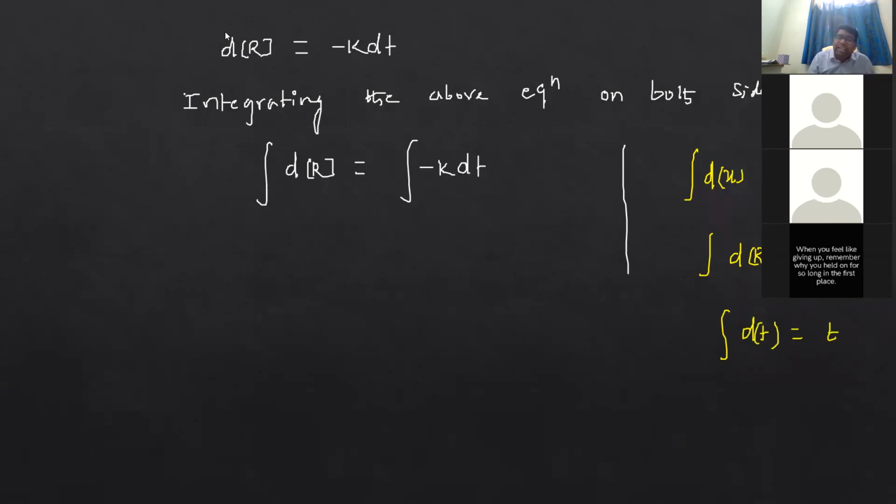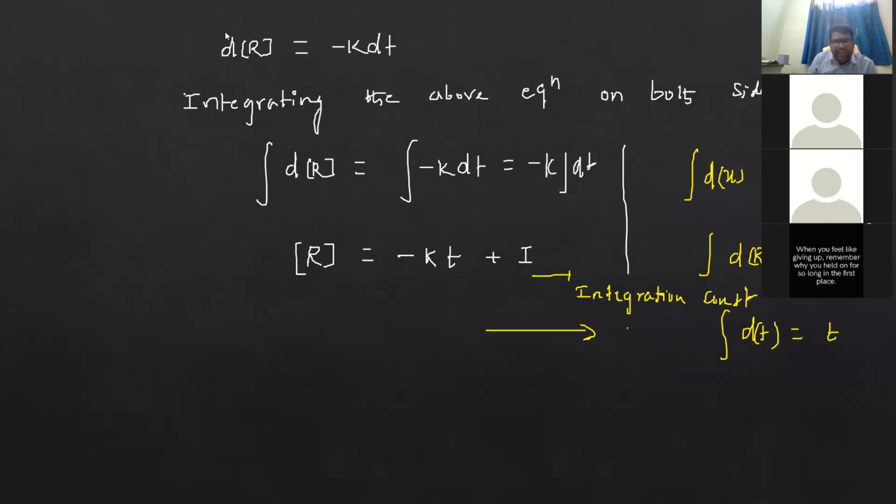So substitute in this equation. The integral of d[R] is equal to concentration of R. Here minus K you can substitute, so this can be written as minus K into the integral of dt. The integral of dt is equal to t plus I. This is the integration constant. Let us consider this as equation number 1.